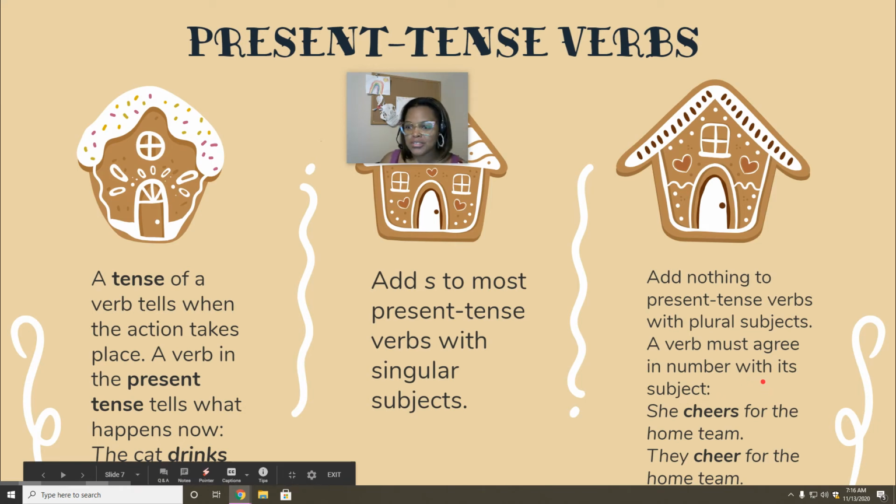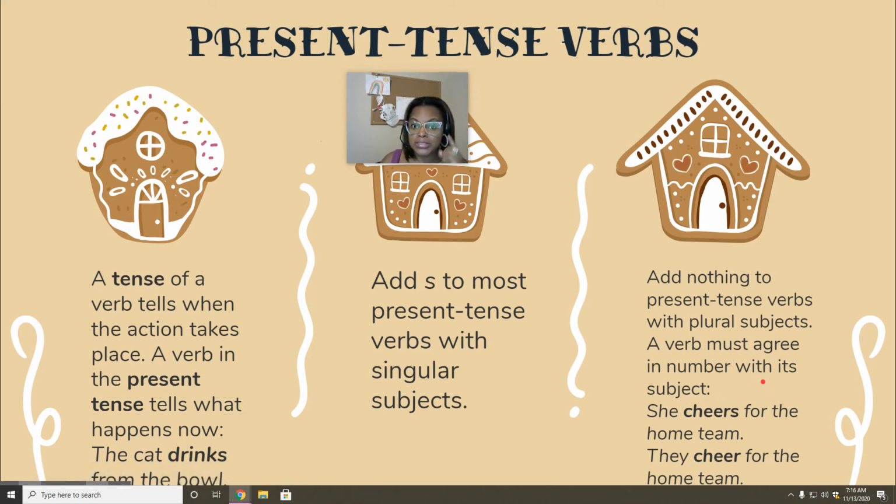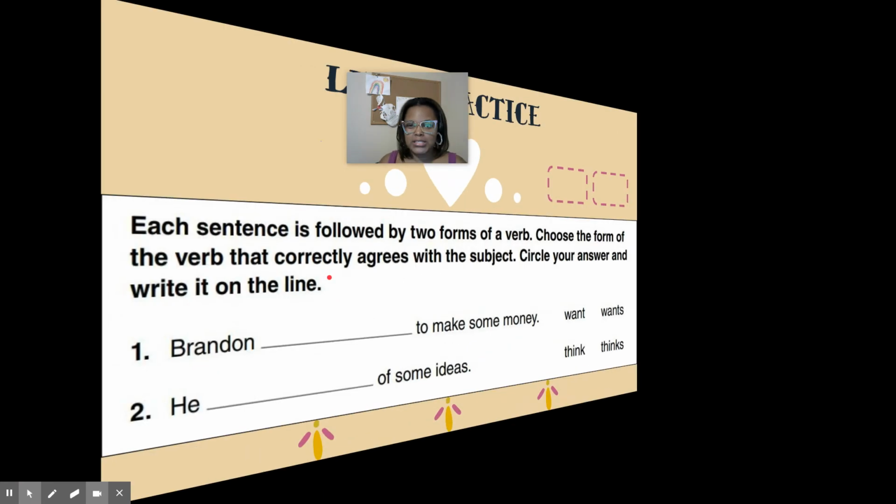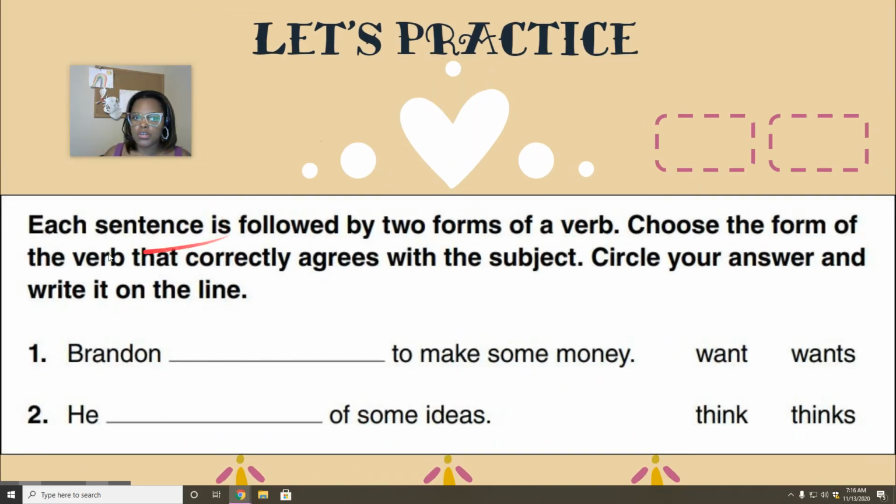She cheers for the home team, singular. They cheer for the home team, plural. Let's practice a little bit. So here's the instructions. Each sentence is followed by 2 forms of a verb. Choose the form of the verb that correctly agrees with the subject. Circle your answer and write it on the line. So here's our choices. Question number 1.